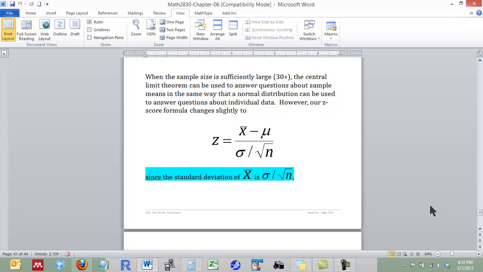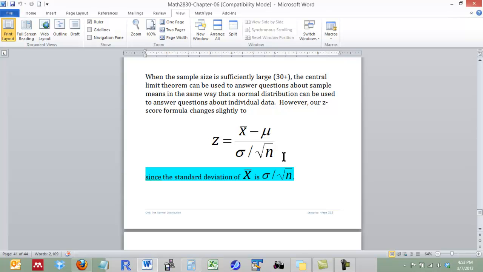If you remember, previously we had an x, we subtracted off our mean, mu, from our population, and we divided by sigma. The reason this is different is that now, instead of talking about just one x, we're talking about the sample mean, x bar. So we subtract off the mean for x bar, which is mu, and then divide by the standard deviation for x bar. That's the difference. The standard deviation for a mean is sigma over root n.